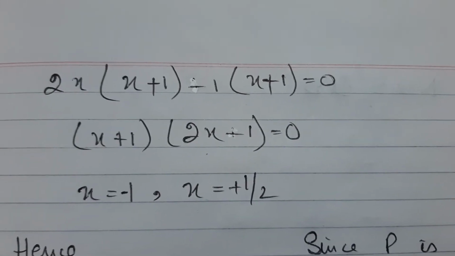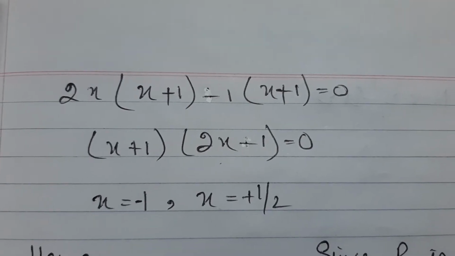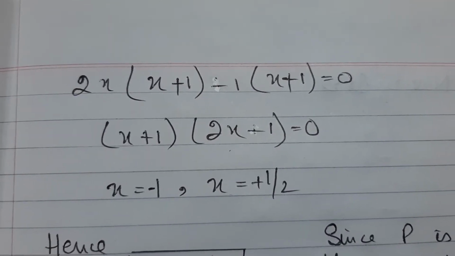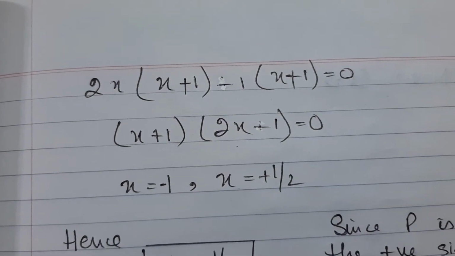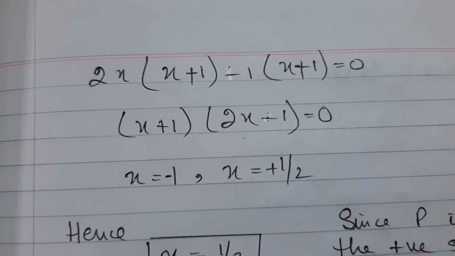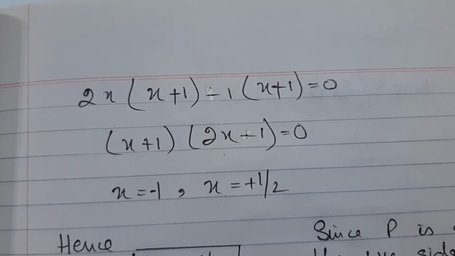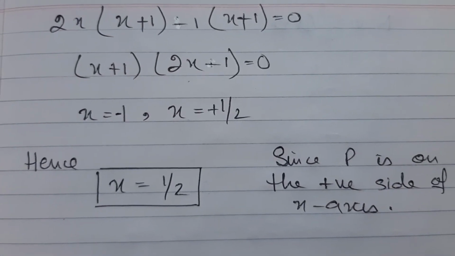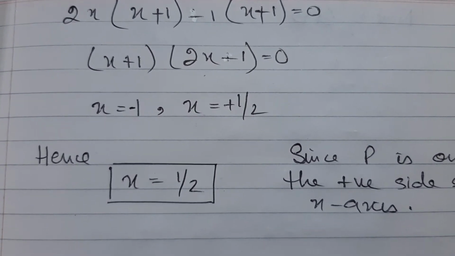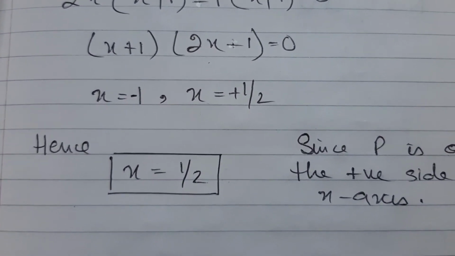Okay, so now when I am solving it here, I got x equals to minus 1 and x equals to half. Because it was said that you have to find the x coordinate at point P, and point P was on the right hand side of the vertical line, it means x is positive, and that's why I'm taking x equals to half into consideration. So this is my answer.